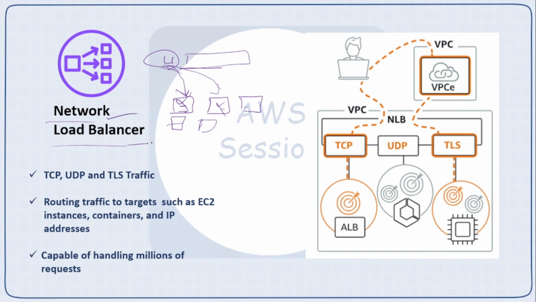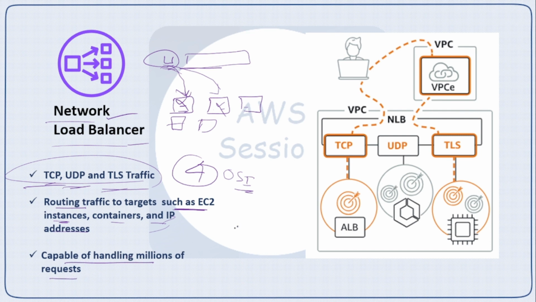For the network load balancer, it is capable of forwarding traffic such as TCP, UDP, and TLS traffic. So the network load balancer works at layer 4 of the OSI model, that is the transport layer, and it can forward or load balance traffic of TCP, UDP, and TLS protocols. So it can route traffic to targets such as EC2 instances, containers, and IP addresses. You can have all these, and it is capable of handling millions of requests.